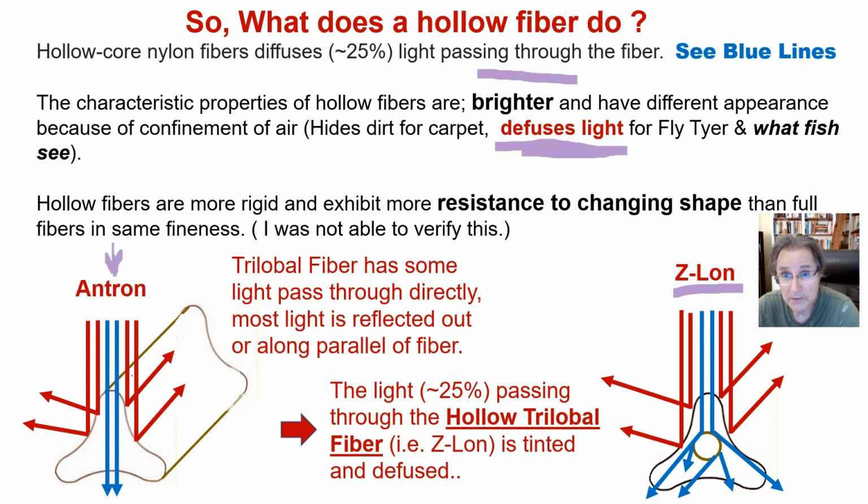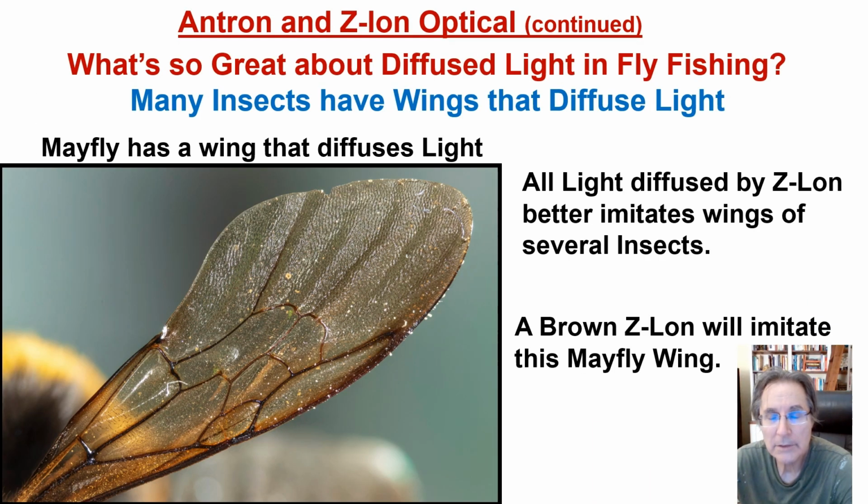You'll ask, why is that such a big deal? So why is diffused light important to us fly fishermen? Because many insect wings, like mayflies, diffuse the light. And here's a nice pretty picture of a wing that shows the translucency, but also the texture, and looking at it, it diffuses the light. So a brown Z-lon would imitate this wing really well. So that's the difference: for your wings, using Z-lon better imitates the insect, and Antron will just show some translucency, but really doesn't disperse the light like an actual insect wing does.